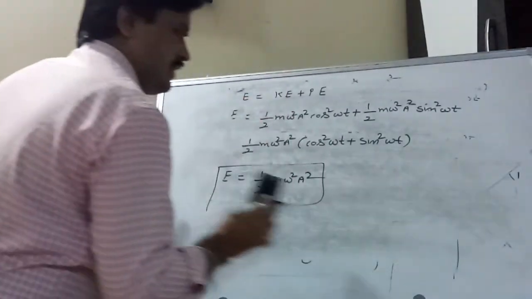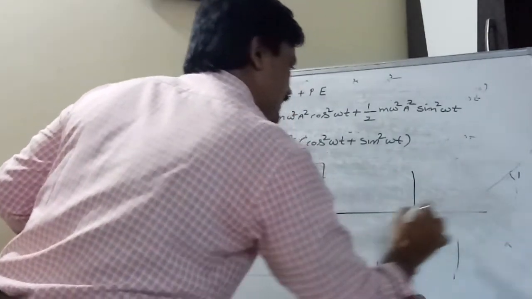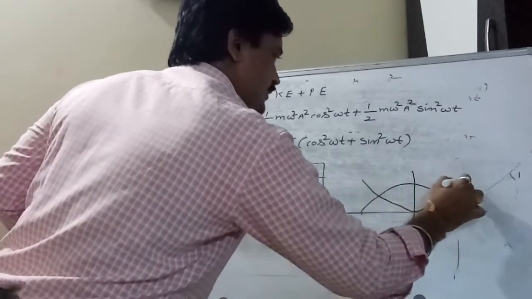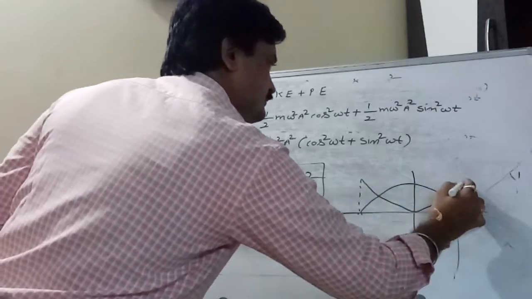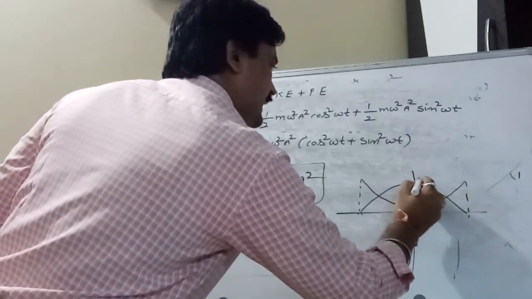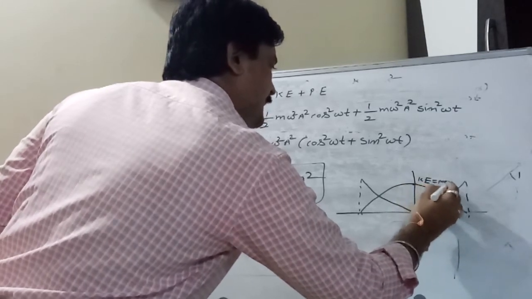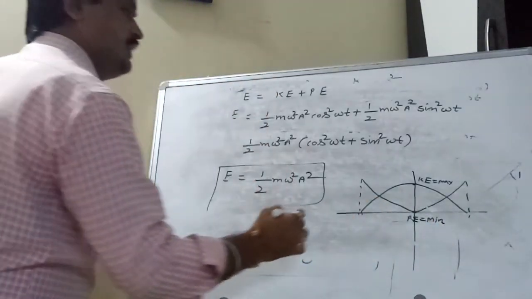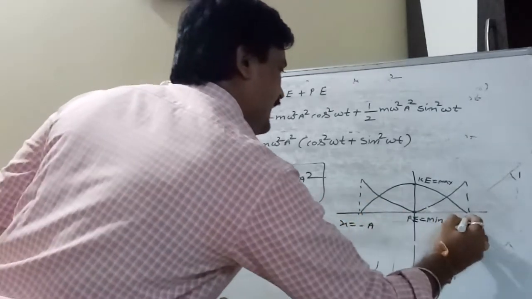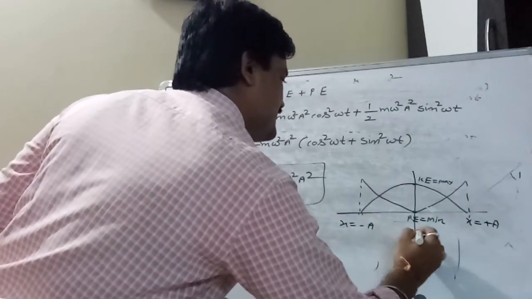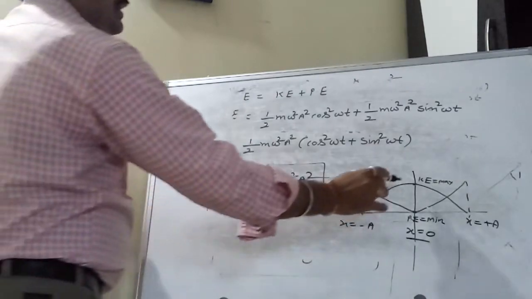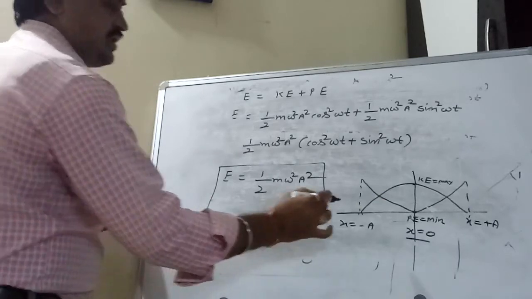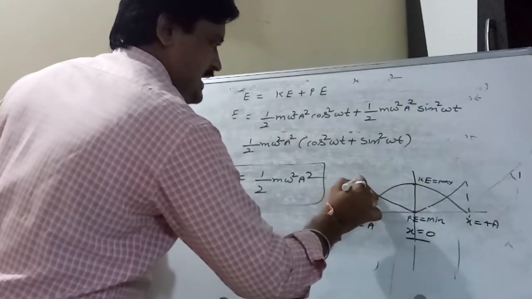Here the total graph is also shown, kinetic energy and potential energy, both graphs. So this is the kinetic energy graph, and also the potential energy graph. Here KE is maximum, PE is minimum, and vice versa, between x equal to minus a and x equal to plus a. At the x equal to 0 position, KE is maximum and PE is minimum. At the extreme position, KE is minimum and potential energy is maximum.